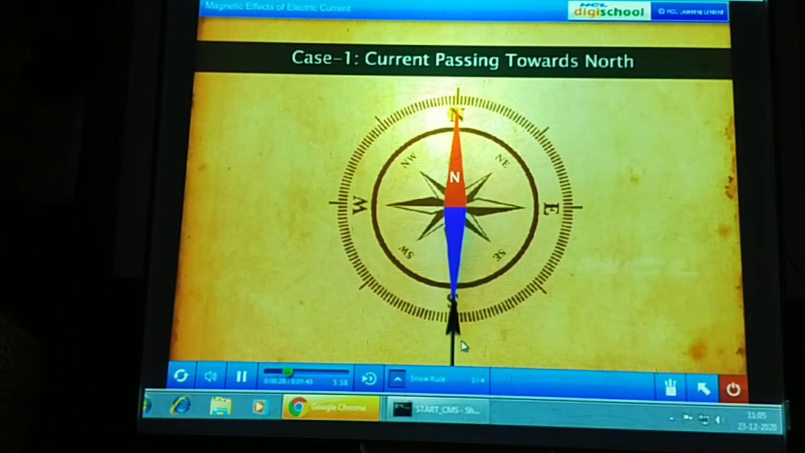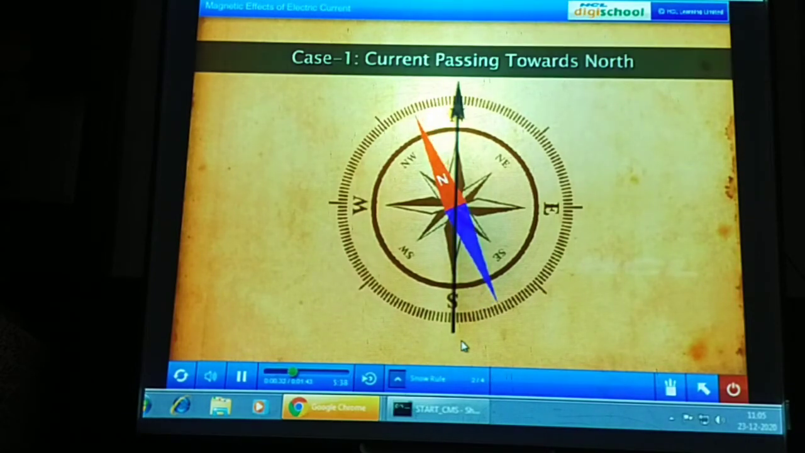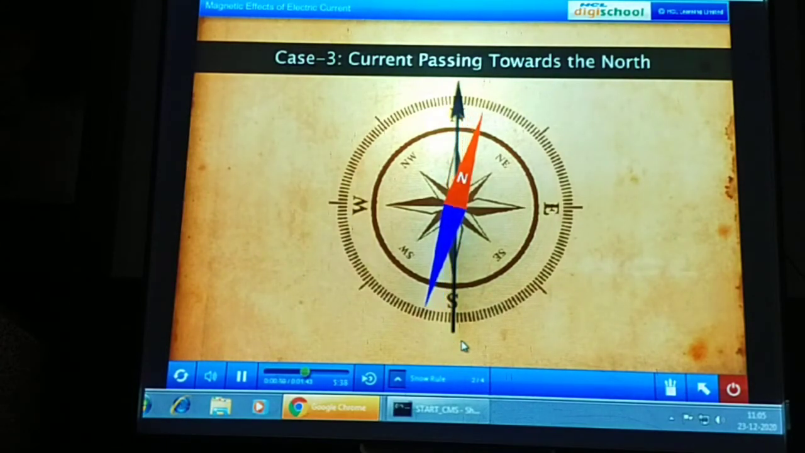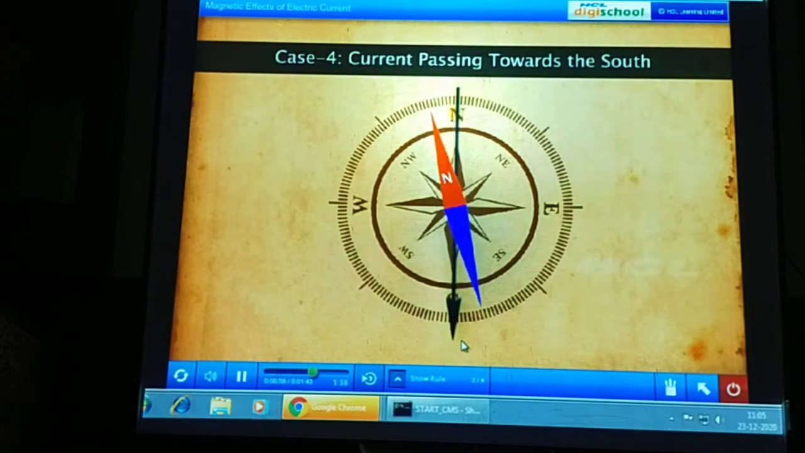The current flowing towards the north in a conductor placed over a magnetic needle deflects its north pole towards the west. Current flowing towards the south in a conductor placed over a magnetic needle deflects its north pole towards the east. Current flowing towards the north in a conductor placed below a magnetic needle deflects its north pole towards the east. Current flowing towards the south in a conductor placed below a magnetic needle deflects its north pole towards the west.